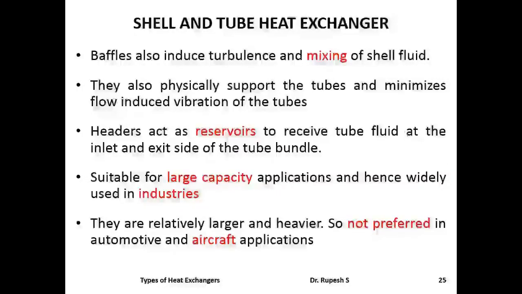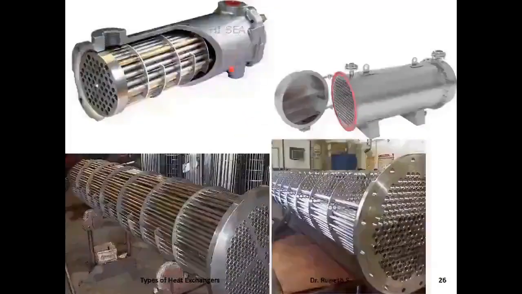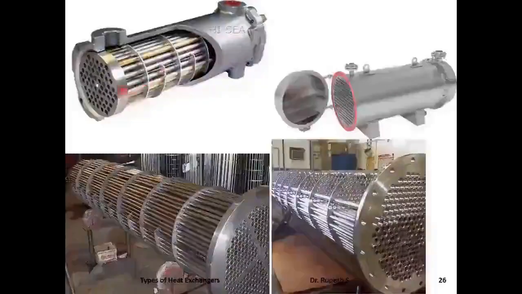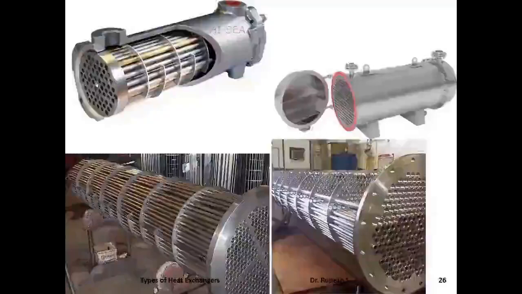Normally, shell and tube heat exchangers are suitable for large capacity applications, so they are preferred in industries. As they are heavier and bulkier, they are not preferred in automotive and aircraft applications. Here we can see shell, baffles, tubes, and tube plates associated with a shell and tube heat exchanger.